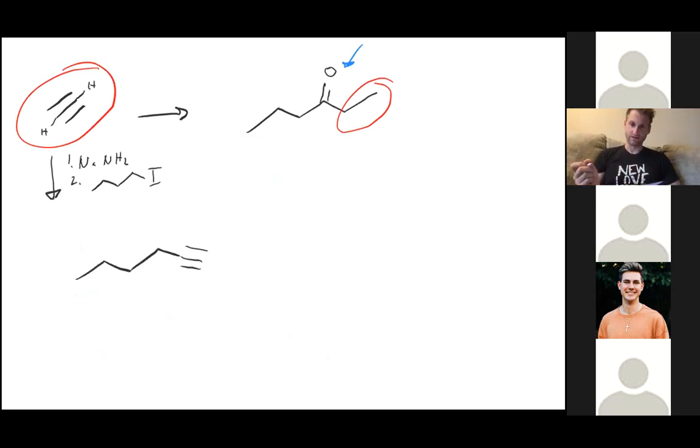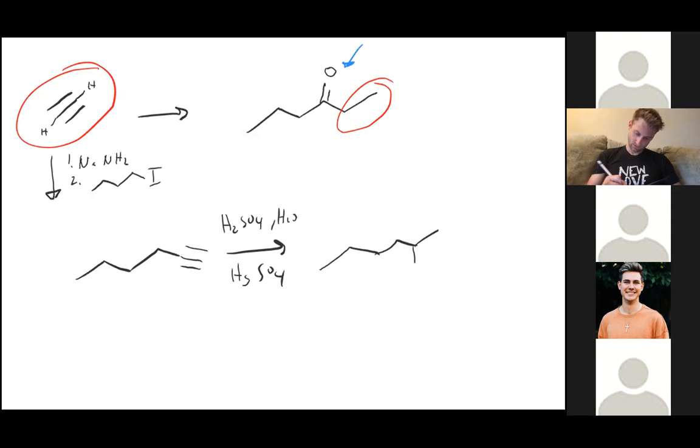You could get to here. The problem is if you try to form your ketone at this point, adding in H2SO4, H2O, mercury sulfate, is that you're going to end up with your ketone in the wrong spot. And then at this point, you guys don't know a way to move these around.